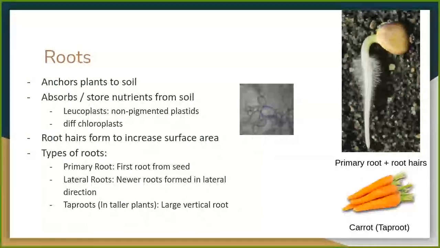And there's another special type of root called the taproot. Taproots are large vertical roots, and they're able to store materials as well. An example of that is the carrot, and the orange portion of the carrot, the one that we eat, has all the nutrients, and that's basically the root of the plant.